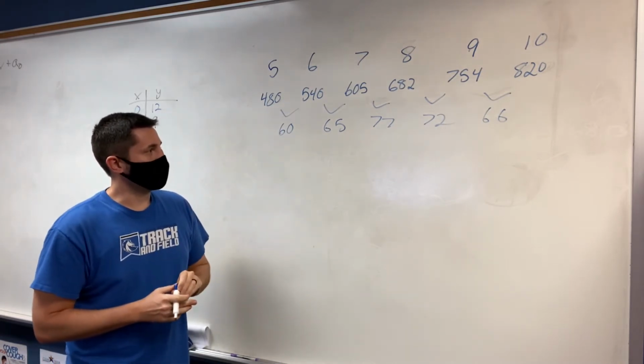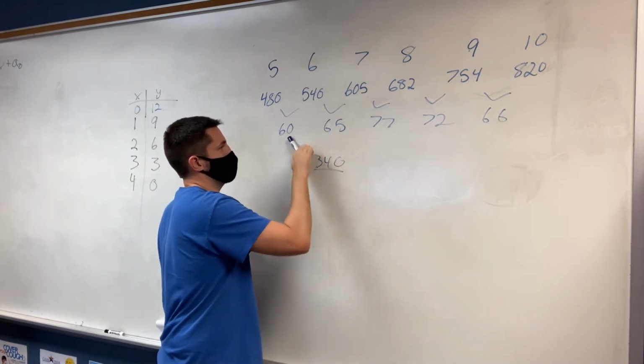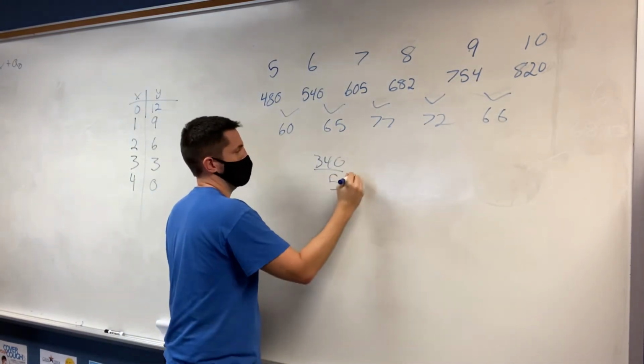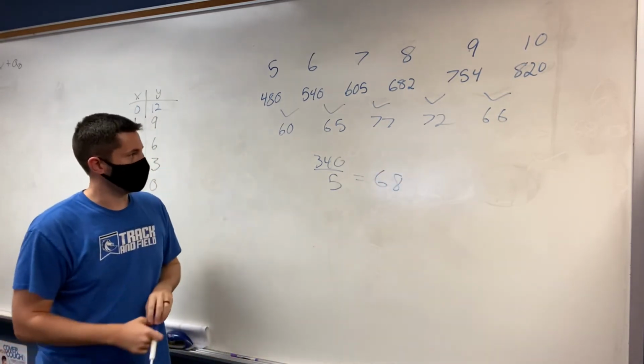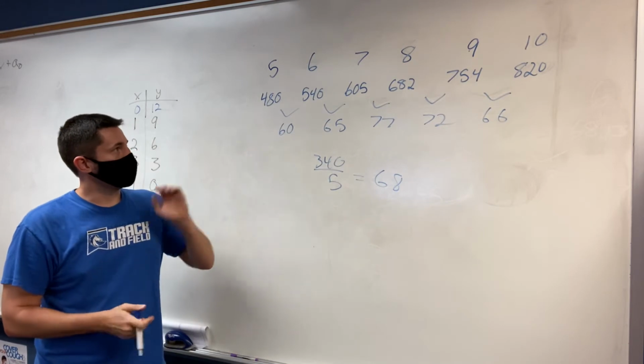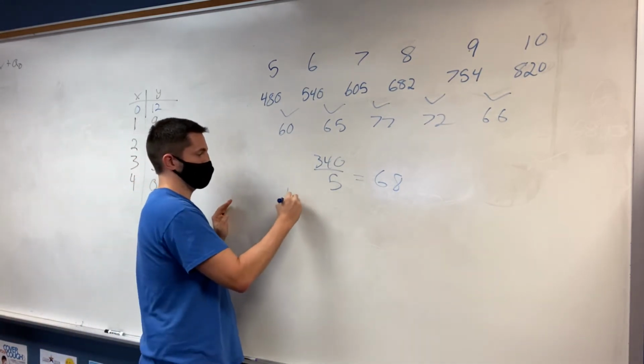So what do we got? What do we have to do? Add them all together, which is 340. So 340 divided by 1, 2, 3, 4, 5 is 68. We'll round it to 68, or exactly 68, I don't know. So cool, done. And now that's my average difference. So the difference is 68.